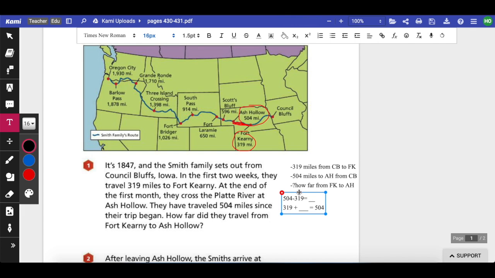So without finding the exact answer, pause me and think about how many miles you think it was from Fort Kearny to Ash Hollow. Do you think the family traveled more or less than 100 miles?